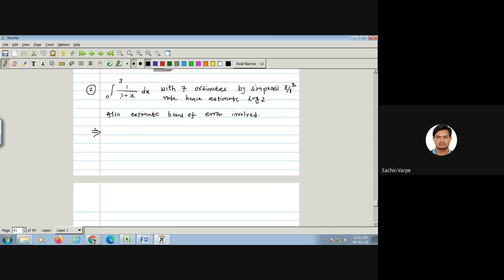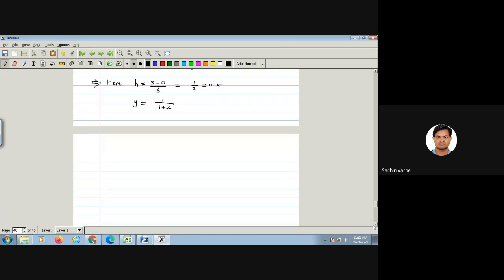So what will be the length of interval then? Here h, the length of interval, is 3 minus 0 upon 6 subintervals. So that is equal to 1 by 2. So the value of h is 1 by 2, 0.5. This is very important. And y is given to be 1 upon 1 plus x. So let us prepare a table of x and y values.